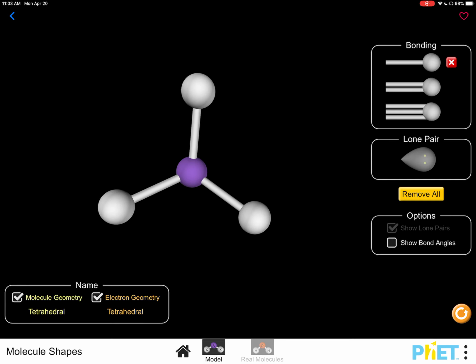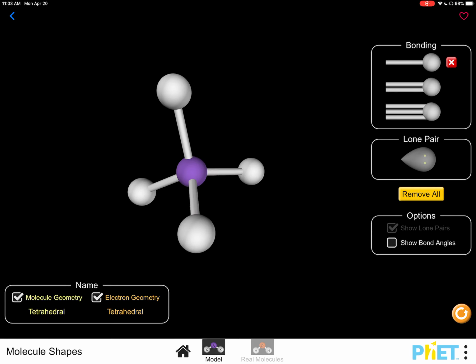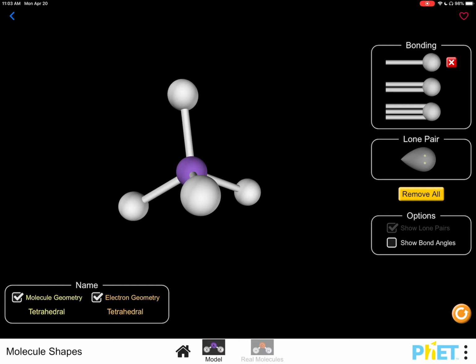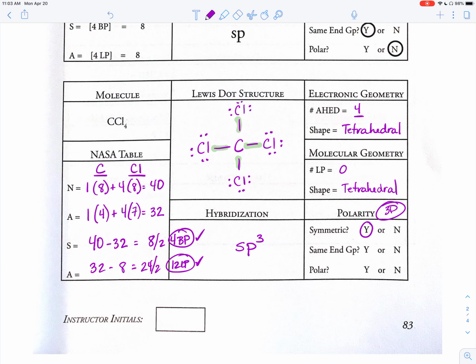And every time I turn it where, say, an atom is in the north position, I can look at that and go, hey, I can cut that in half and it looks like a mirror image. So in this particular case, I would say that yes, that is symmetric. And the same in groups, all of the atoms at the ends of these covalent bonds are all chlorine atoms, so they're all the same. So I would say yes. And since I said yes to both of those answers, my molecule is a non-polar molecule.